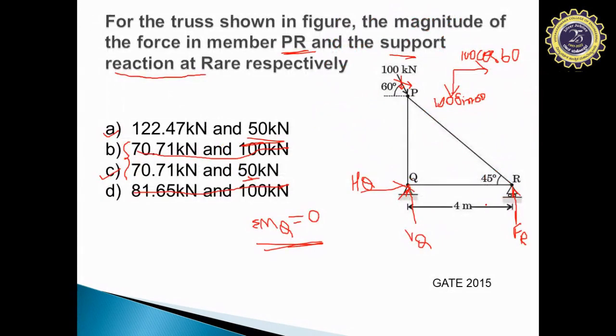Now go back to this particular thing. So 70.71, yes or no? This is what I said. If you have very less amount of time, you can simply mark this particular answer. In this particular case, this holds good. So we have got the option as 70.71 and 50 kilonewton. Clear with this? Okay. Let us move on to the next question.